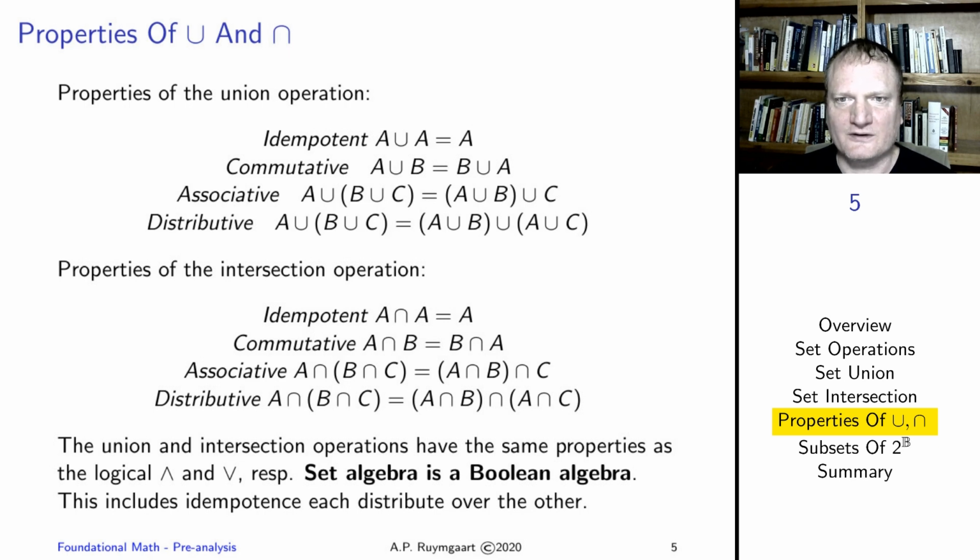The other interesting property is the distributive property of the union over the intersection and vice versa, just like we see with the logical AND and OR operations. These properties together with a few other requirements mean that the algebra of sets is a Boolean algebra. It's an idempotent Boolean algebra.